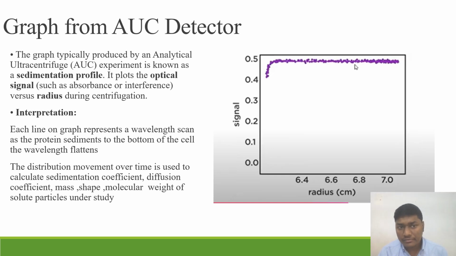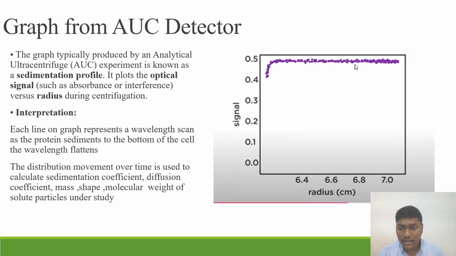We know that the graph for any analytical instrument is very important. We need to understand how a graph looks for any analytical instrument. This is the graph for the AUC detector. The graph typically produced by an analytical ultracentrifuge experiment is known as a sedimentation profile. It plots the optical signal, such as absorbance or interference, versus the radius during the centrifugation.